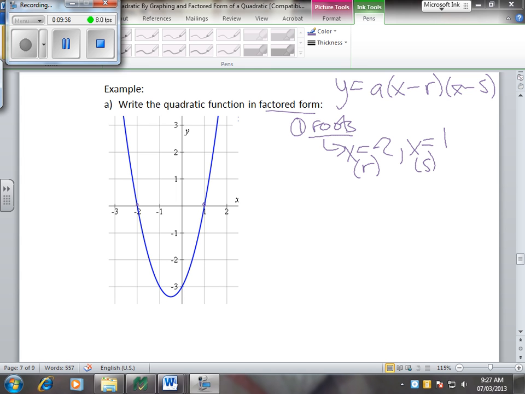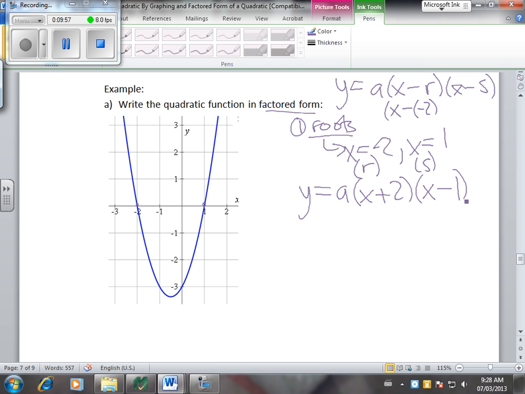And so we write out what we have so far. y equals a, because we don't know that one yet, (x plus 2), because remember it is x minus negative 2, which gives us x positive 2, and (x minus 1). And then just looking at this, predict what our parabola is doing: opening up, so our a would be positive. Okay, so let's find a.